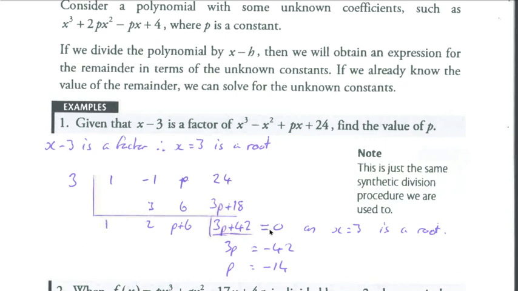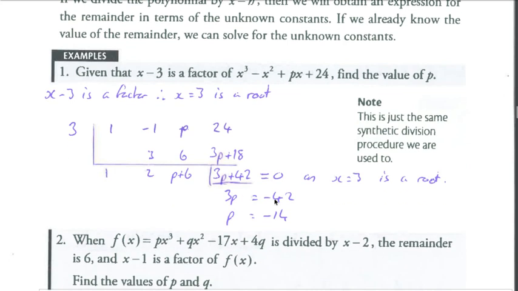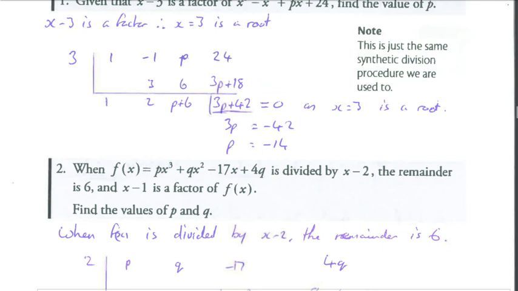And we know that equals 0 because the remainder should be 0, because x minus 3 is a factor and x equals 3 is a root. So 3p equals negative 42, p equals negative 14. And that's us done. We found the value of p.